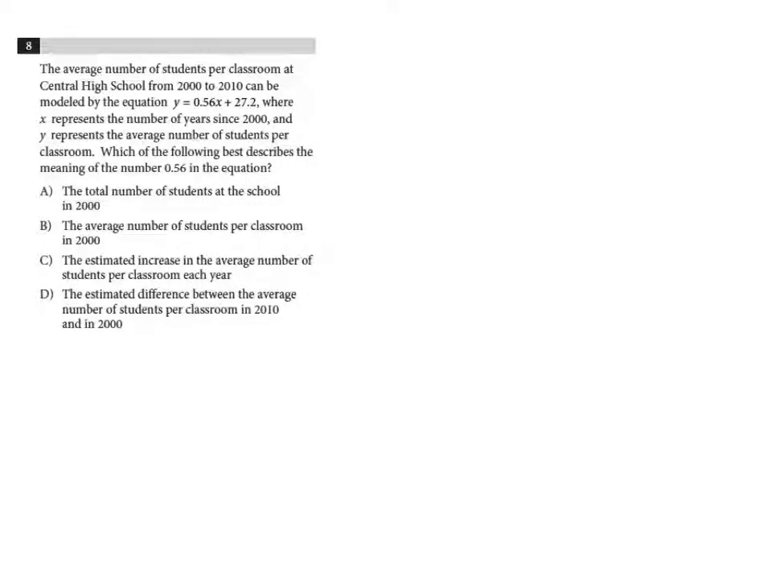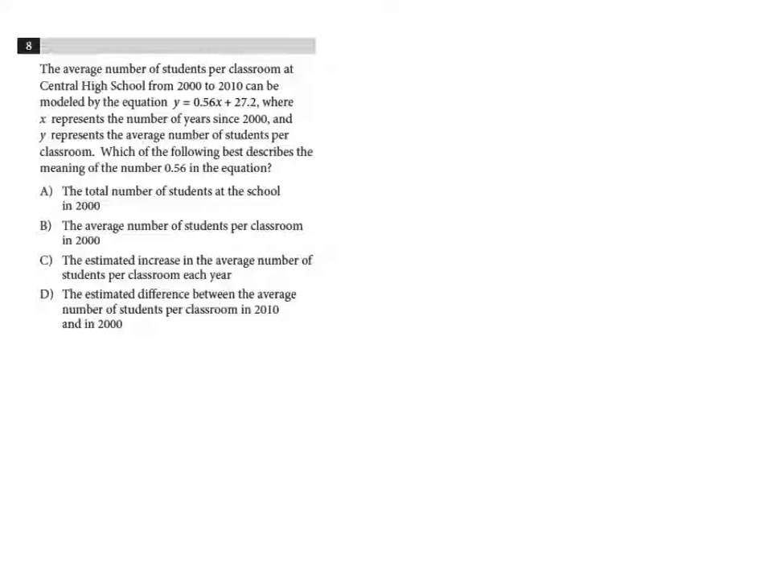8. The average number of students per classroom at Central High School from 2000 to 2010 can be modeled by the equation y equals 0.56x plus 27.2, where x represents the number of years since 2000 and y represents the average number of students per classroom. Which of the following best describes the meaning of the number 0.56 in the equation?